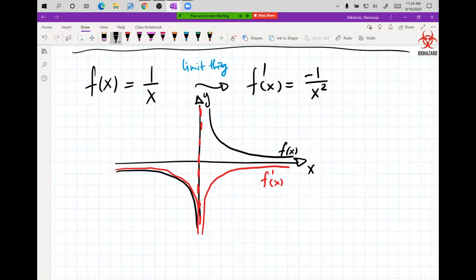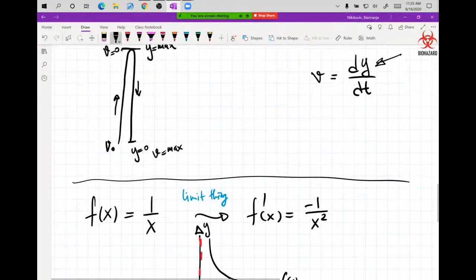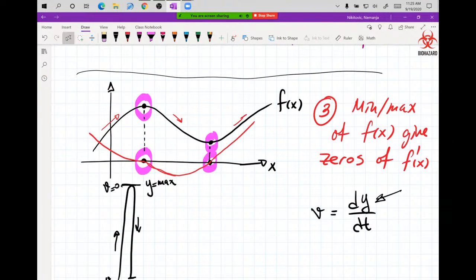If the black function, the original function, has a min or a max, the red function must have a 0 crossing the x-axis at some point x, at the point where the maximum was. That was the point of the previous, right? So at this point A over here, the black function has a maximum, the red function goes through the x-axis, creating what we call a 0. Same thing at the B location.